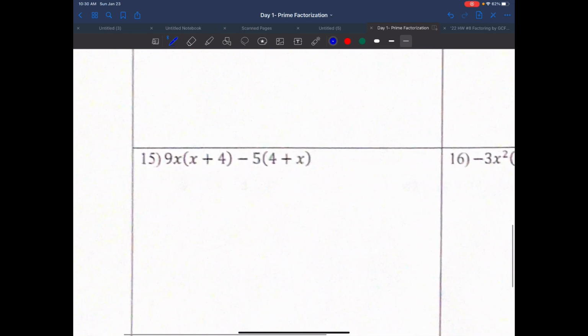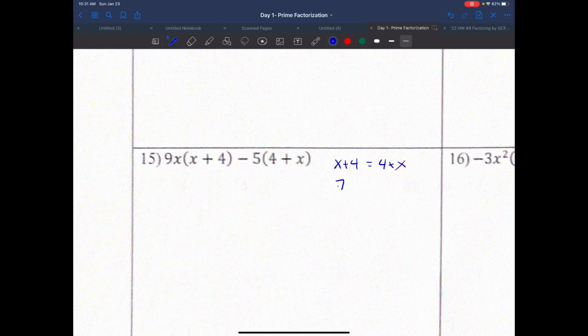Okay. All right. So what do we notice here? Well, 9x times the quantity x plus 4 minus 5 times the quantity 4 plus x. You might be looking at this and thinking, well, x plus 4 and 4 plus x, that looks a little bit weird. But notice that x plus 4 is the same thing as 4 plus x, right? Wait, sorry. Let's write that again. x plus 4 is equal to 4 plus x.